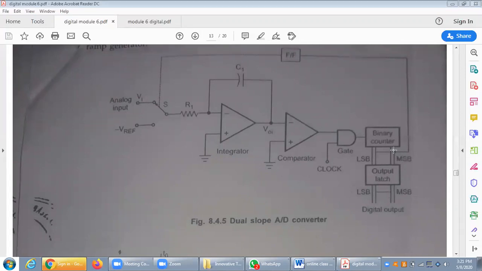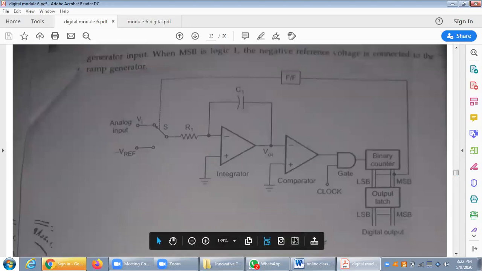Then the most significant bit. LSB means least significant bit, MSB means most significant bit. The most significant bit will be connected to the switch. Previously the switch is connected to the analog input voltage. If the most significant bit is 1, the switch will move to the minus V reference voltage.